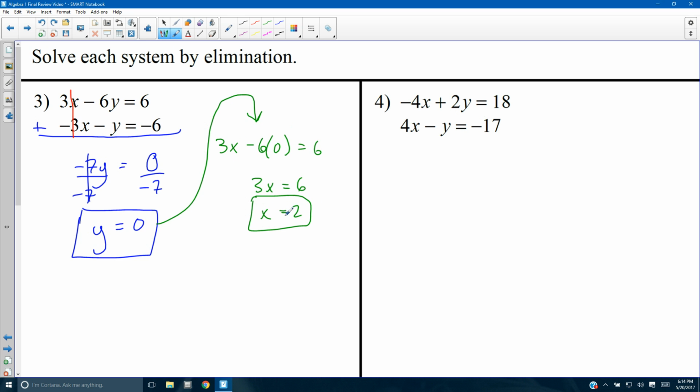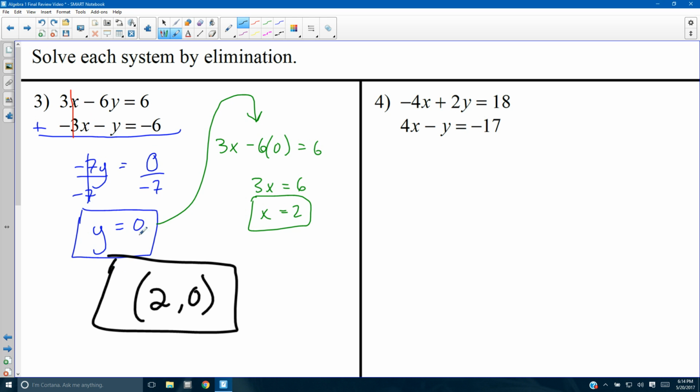When you get your final answer, just make sure, double check in both equations that it actually does work. I'll do this with you just this once. 2 times 3 is 6, minus 0 equals 6. That's true. -3 times 2 equals -6, minus 0 equals -6. That's also true. So your final answer to this is 2, 0. That is the point of intersection where these 2 equations, if they were graphed, would intersect. And I think we solve by graphing here in just a moment.